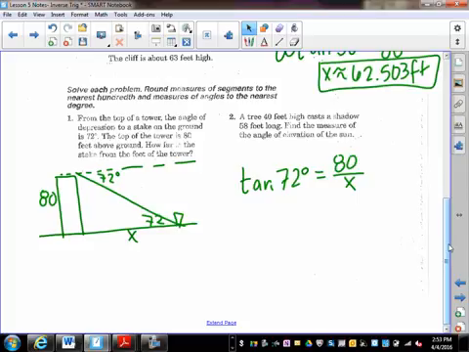Why would the angle of depression not be the one on the inside? Because angle of depression is defined as the parallel line looking down.